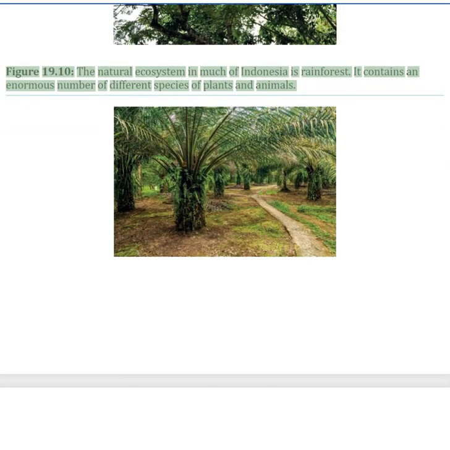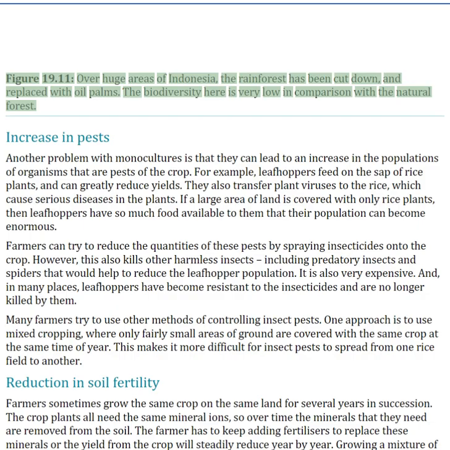Figure 19.10, the natural ecosystem in much of Indonesia is rainforest. It contains an enormous number of different species of plants and animals. Figure 19.11, over huge areas of Indonesia, the rainforest has been cut down and replaced with oil palms. The biodiversity here is very low in comparison with the natural forest.